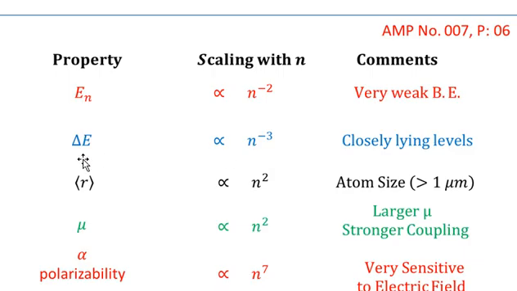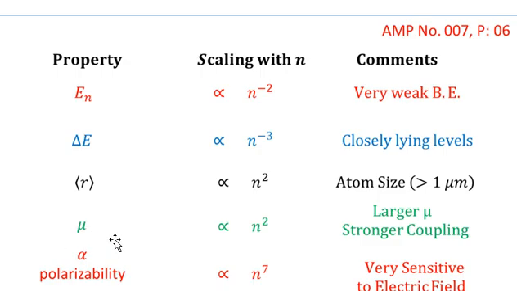The average value of the radius for the Rydberg atoms is proportional to n squared. And this average value of r is usually greater than 1 micrometer, because we excite the Rydberg atoms to such a level that the diameter becomes greater than 1 micrometer, where it becomes much easier to study the physical properties of the Rydberg atoms.